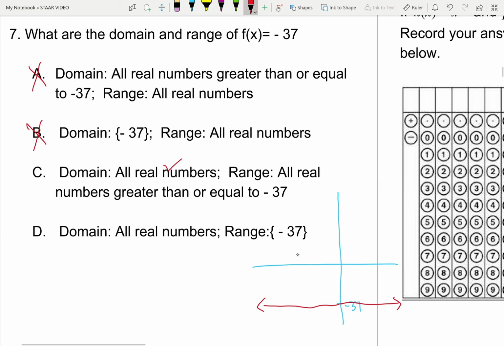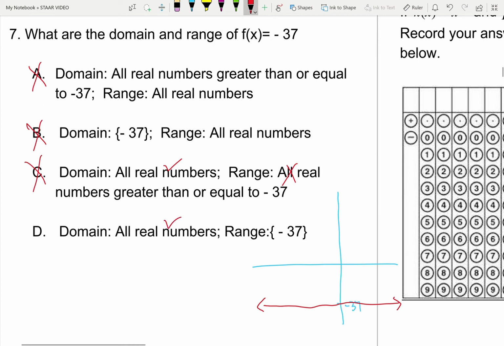Does our line ever go up right here? So let me highlight that. Does our line go up here in this whole space? It doesn't. It just has one line that goes across the bottom. It doesn't include that whole space up there. So since it doesn't include that whole space there, the range cannot be all real numbers. So it's not C. Lastly, D, we already said domain is all real numbers, so that checks out.